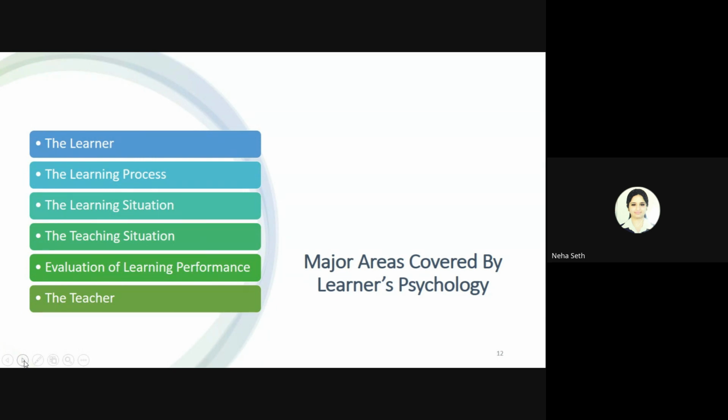Okay, so how we can change our teaching methodology according to their age, according to their mental level, according to their previous or past knowledge that they are possessing, according to their interests that they have. So this is how we can change the teaching situation, or we can modify ourselves according to the teaching situation that we have. Then we have the evaluation process, evaluation of the learning performance.